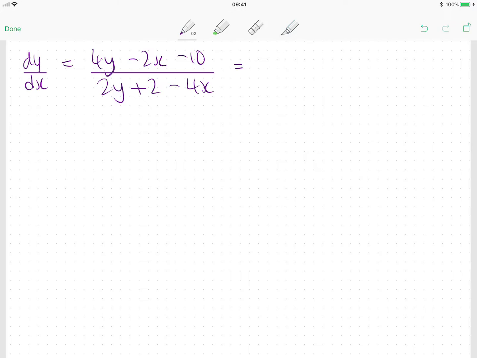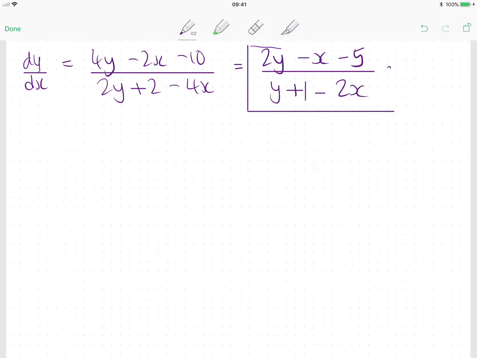I can see even numbers everywhere. I'm going to divide everything by 2 just to make it look a bit nicer. I think it's going to make the next step a bit easier. It's not absolutely essential, it just looks nicer. So there you go. Here's our dy/dx in terms of x and y. Okay, so that's part A.